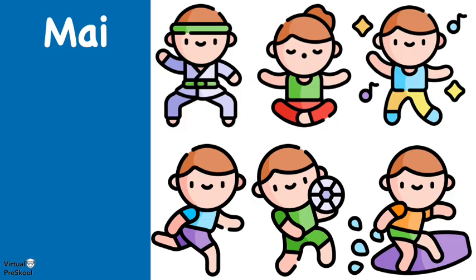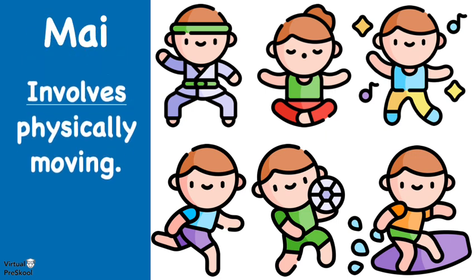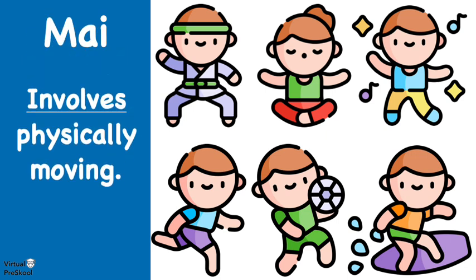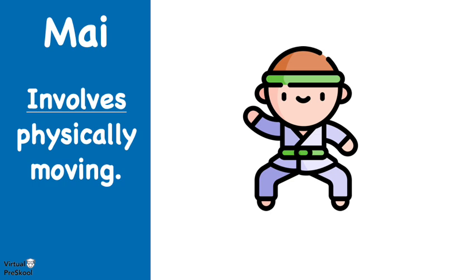Now, there's a second use of main. It's also used when I involves physically moving. Wait, what does that mean? It means that the person may not be moving right now, but the action in this sentence involves physical movement. It involves for I to physically move.